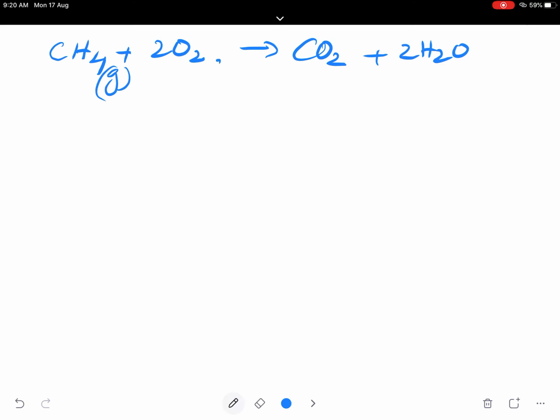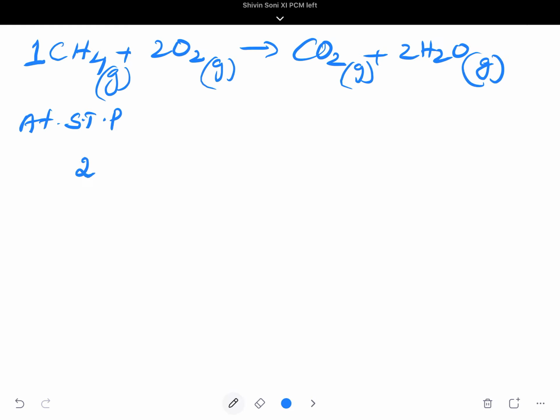So we were dealing with CH4 plus 2O2 gives CO2 plus 2H2O, all in the gaseous state. In gaseous state, you can talk in terms of the volume also. At STP, the temperature and pressure are fixed, so I can talk about the volumes of these things. 1 mole of CH4, volume will be 22.414 liters.